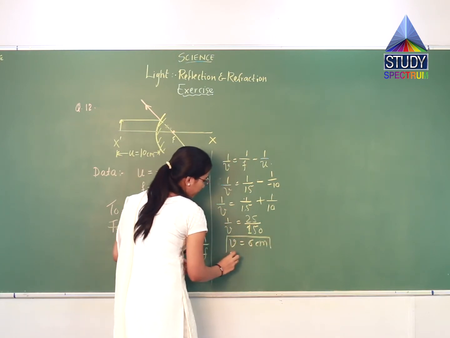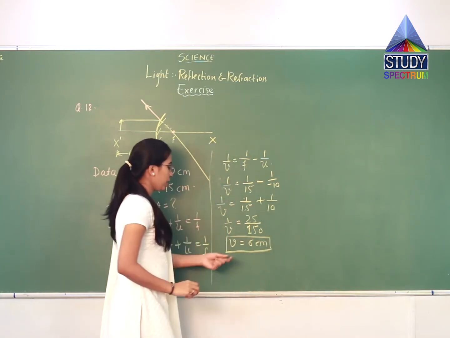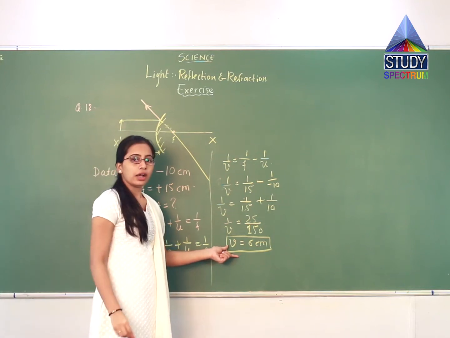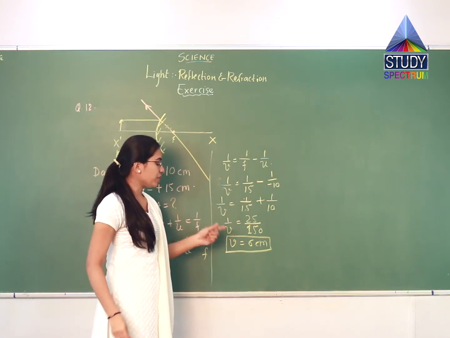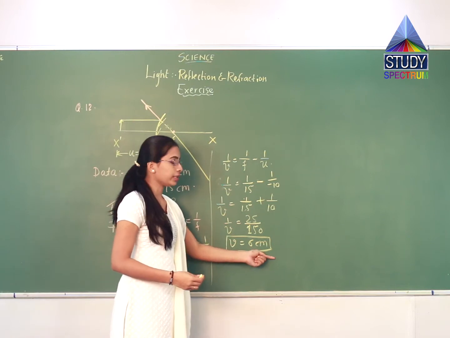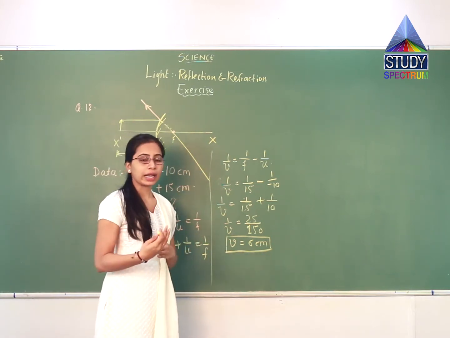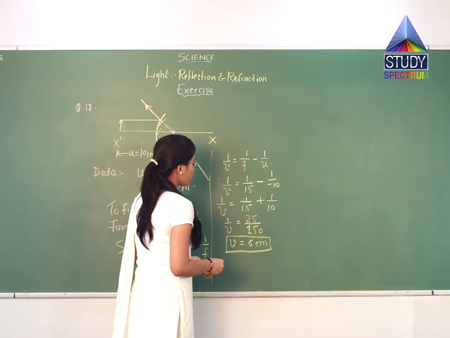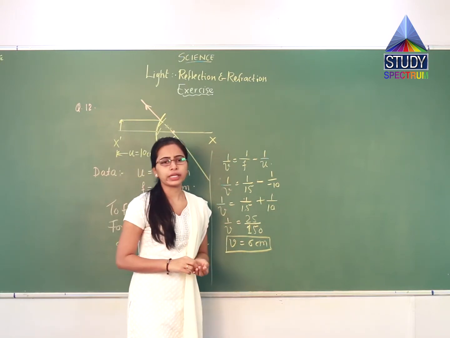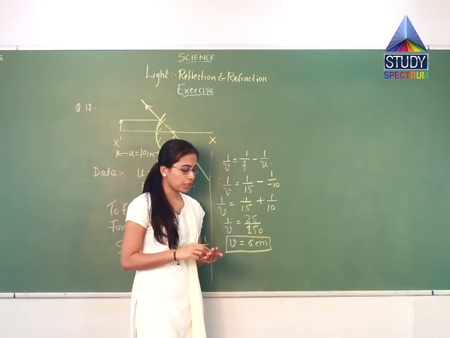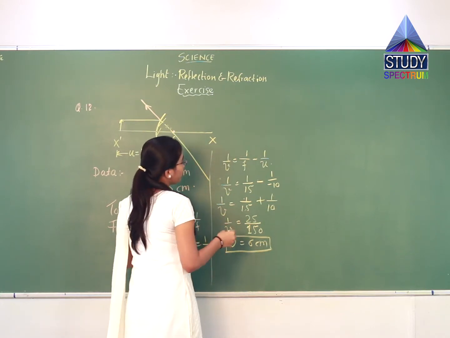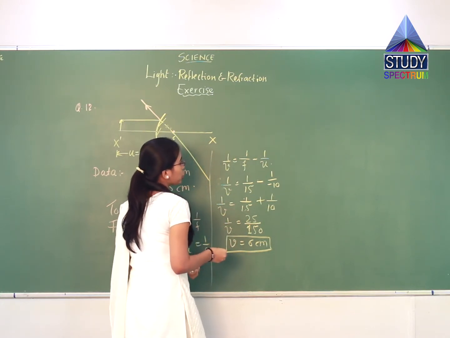So you can see the value of image, means distance of image is 6 centimeter. That means we are getting image formation on right hand side of the mirror. So now also we have to tell the nature of the image. So we will find magnification here.